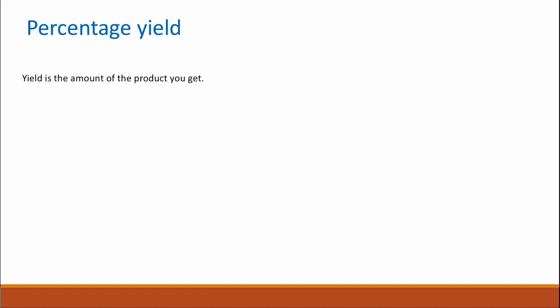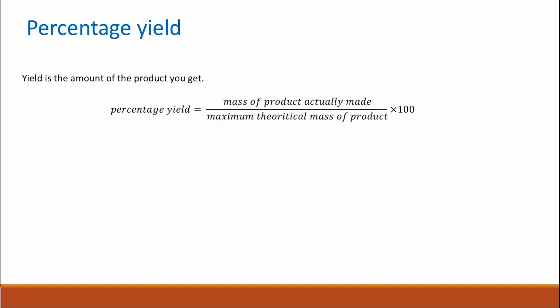The last thing we are going to discuss in this video is the percentage yield. So yield is the amount of the product that you get. The more reactant used, the more yield you get. The percentage yield, however, doesn't depend on the amount of the reactant used, it's just a percentage. So in order to calculate the percentage yield of your product, you need to find the mass of the product that was actually made, and you divide this by the maximum theoretical mass of the product, and you multiply by 100 to find the percentage.